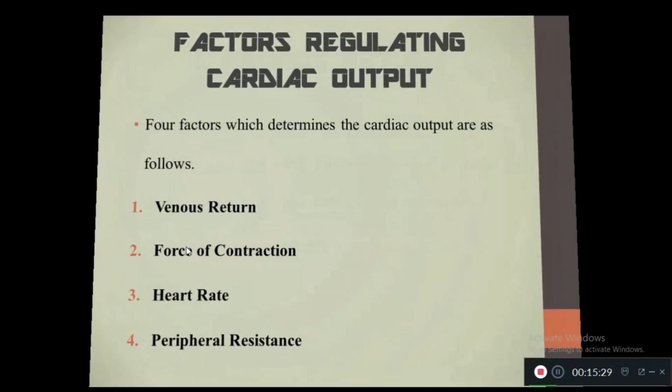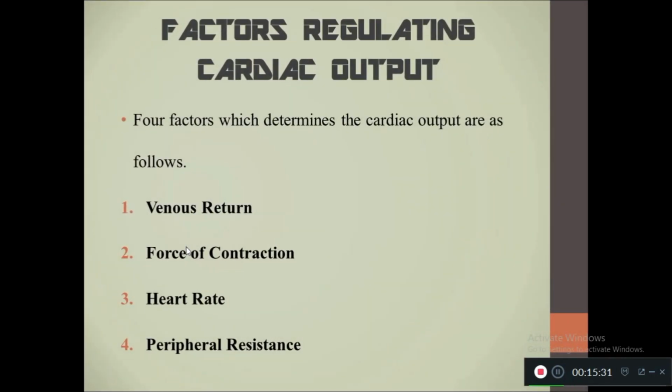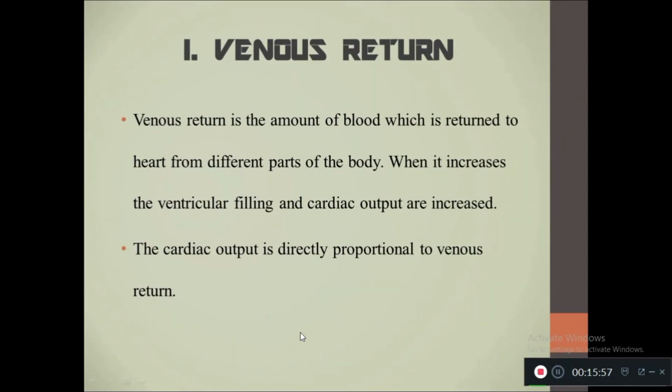The third question is about factors regulating cardiac output. There are four factors which regulate cardiac output. First, you must know what cardiac output is. Cardiac output is the amount of blood which goes out of the heart during each contraction. So the four factors include venous return, force of contraction, heart rate, and peripheral resistance. Let's see one by one.